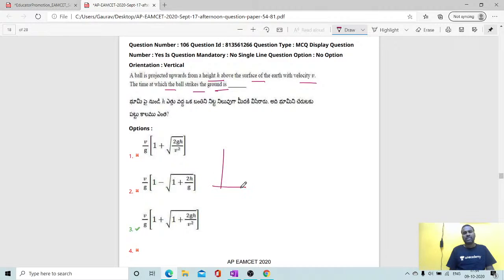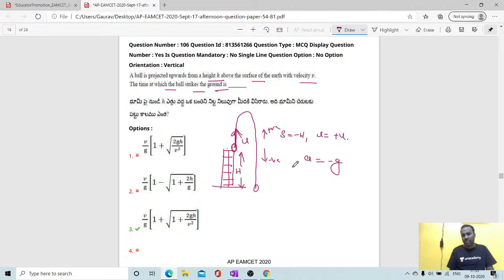Simple, students. Whenever a problem comes where an object is projected from the top of a building, top of a mountain, or from a certain height, see, the initial velocity is in the upward direction, and the particle reaches the highest point and again falls onto the ground. Then its displacement is h, we can say. The displacement is in the downward direction, so minus h. If I say downward is negative, then upward will be positive. The initial velocity is positive, and acceleration, students, is always in the downward direction.